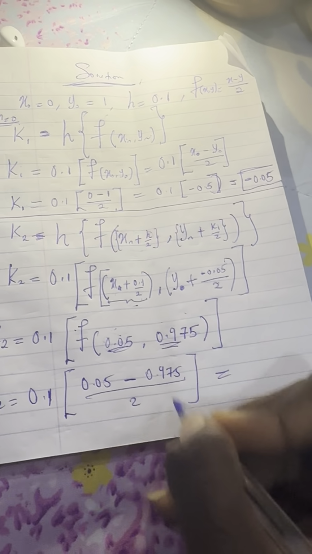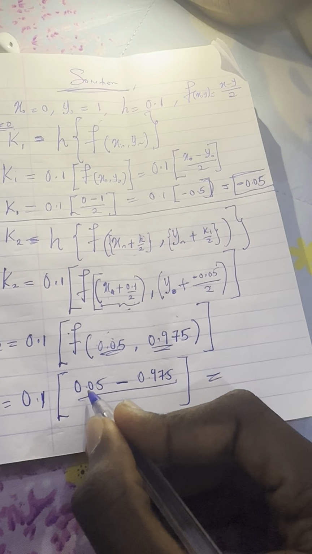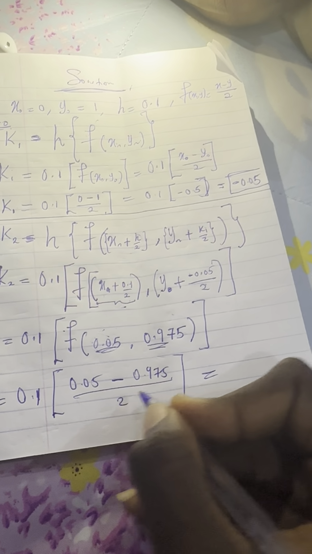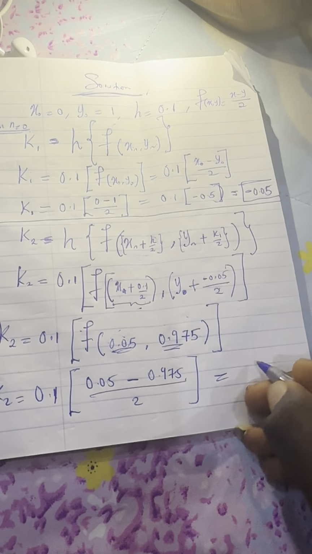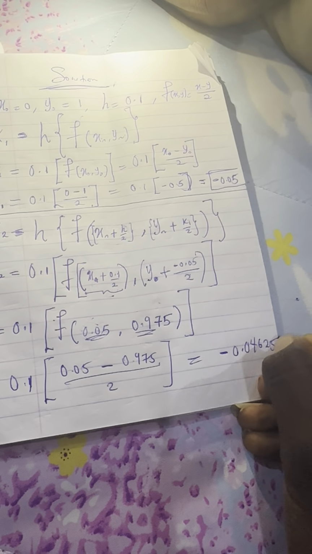So if you punch this into your calculator, everything will be here like this. If you do all of this, you get minus 0.04625. So when you press everything like this on the calculator, the result is minus 0.04625.